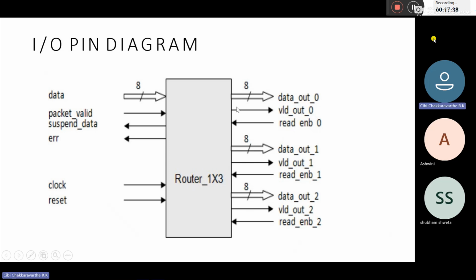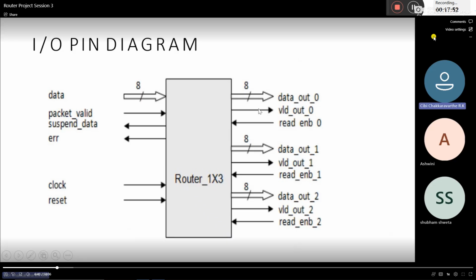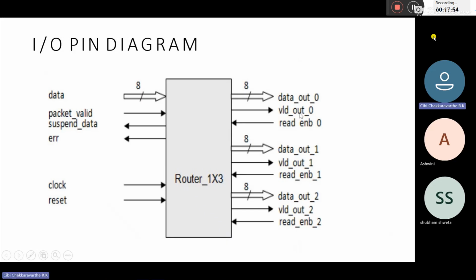Okay, so this valid out is for whether our output data, that is the data coming out from the router, is valid or not. That is, if this valid out 0 is asserted, that means the data out 0, that is the output going to reach destination 1, that is P41, is a valid signal. Like that it means.